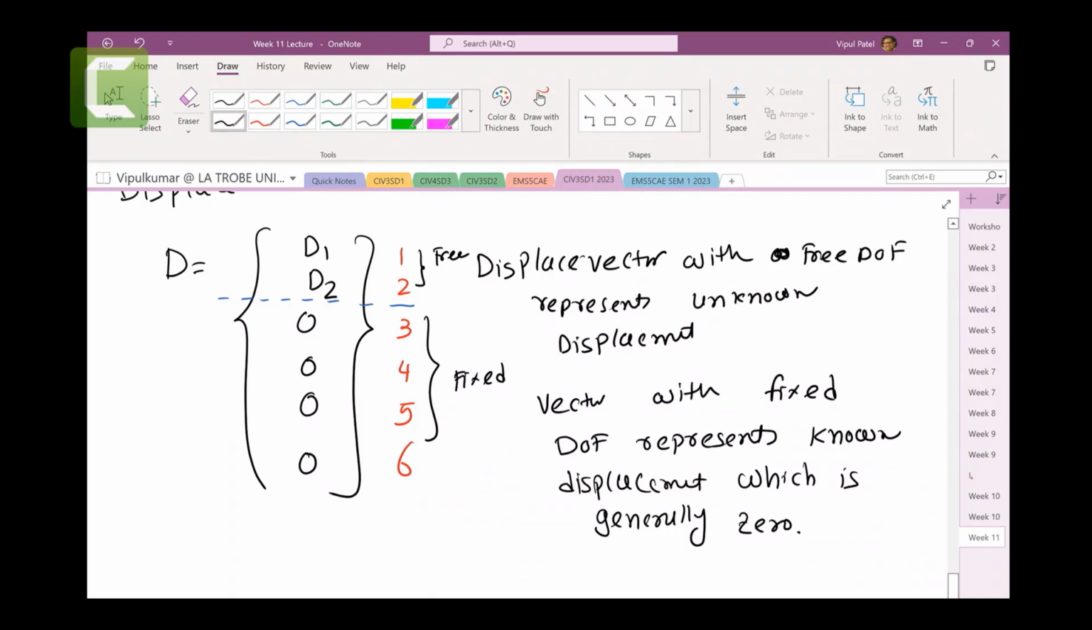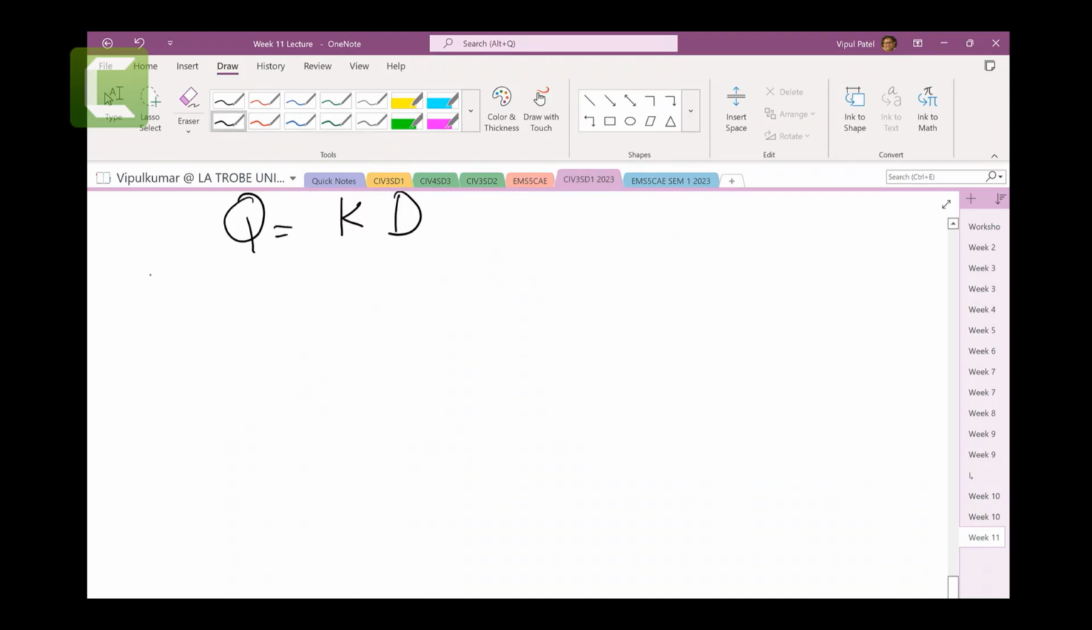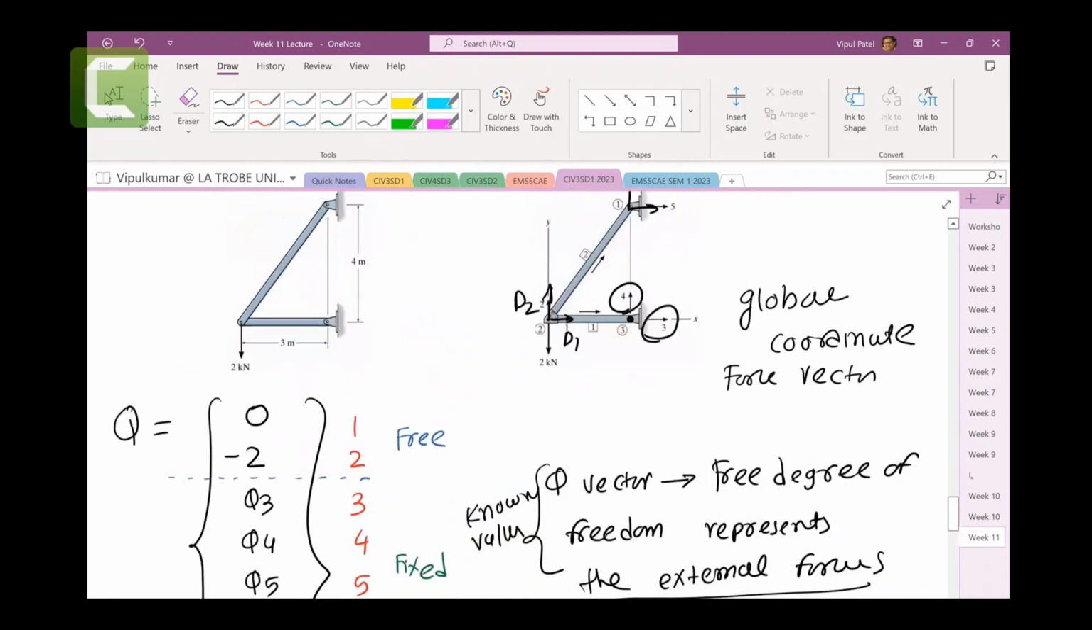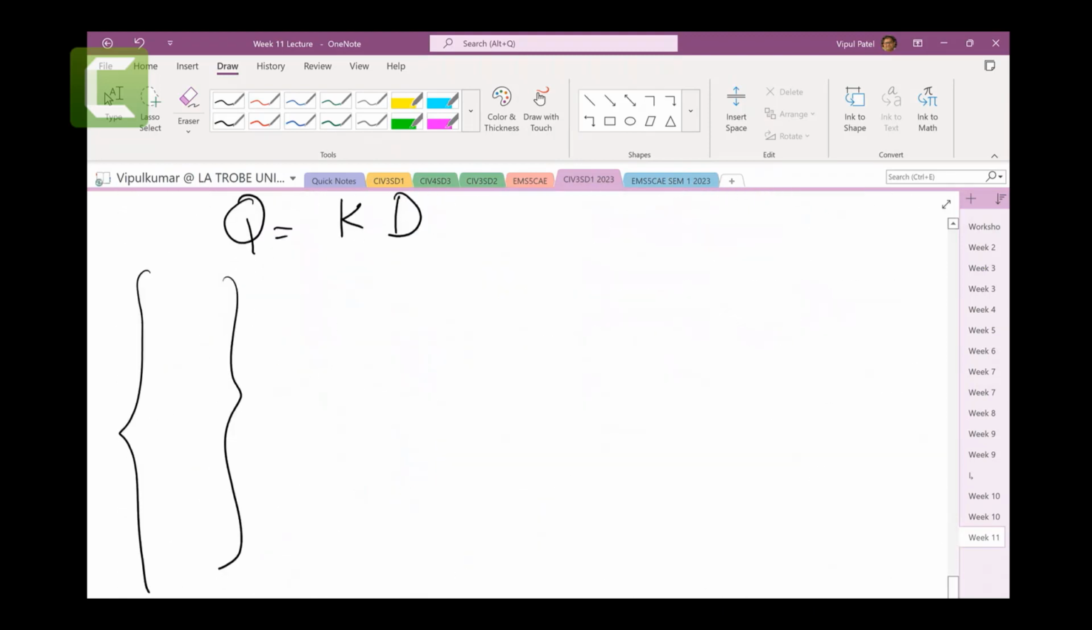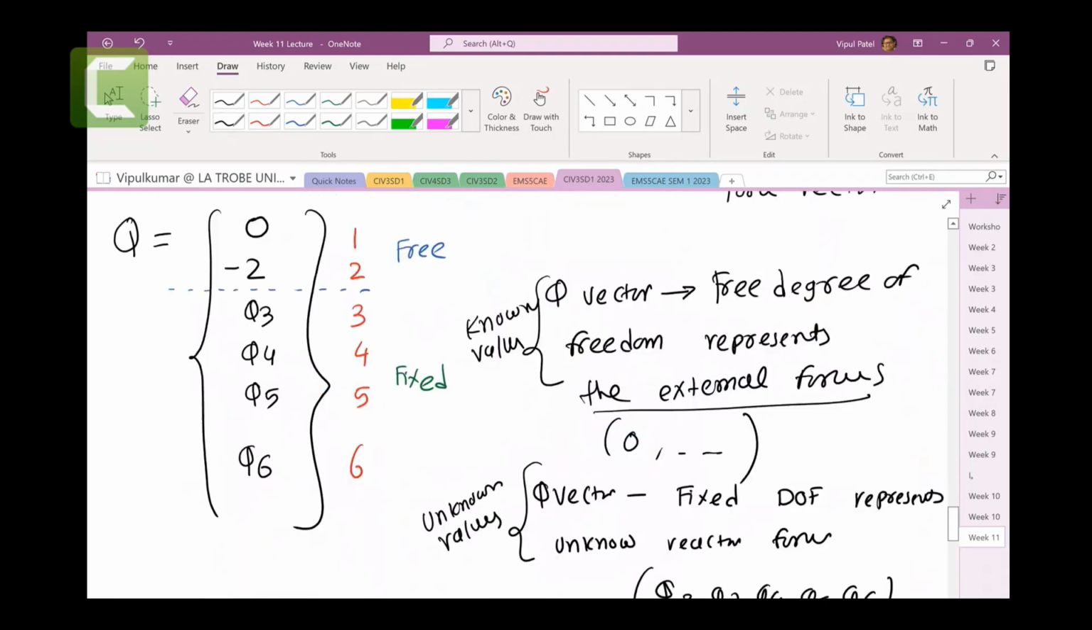So that's all good. So now you have force is equal to stiffness times the displacement, and we're going to plug in the values. So here you have Q is 0, minus 2, and Q3, Q4, Q5 and Q6 is equal to K. I think you remember that big K that we're going to copy.